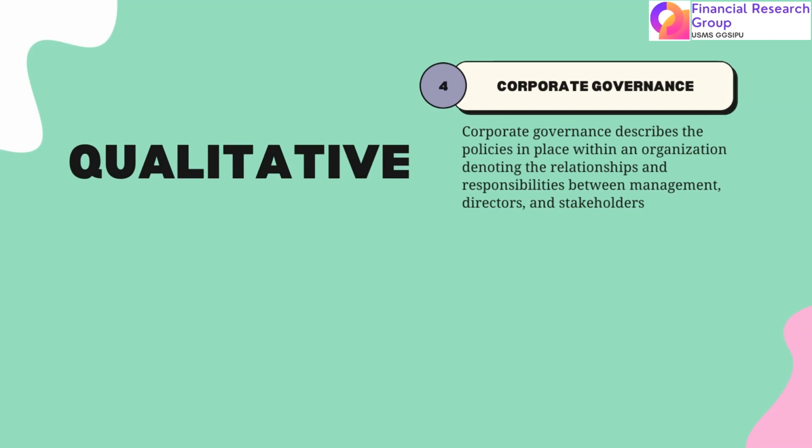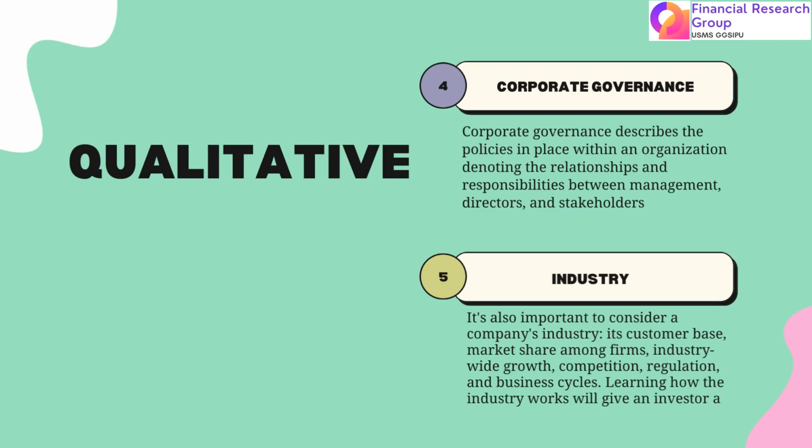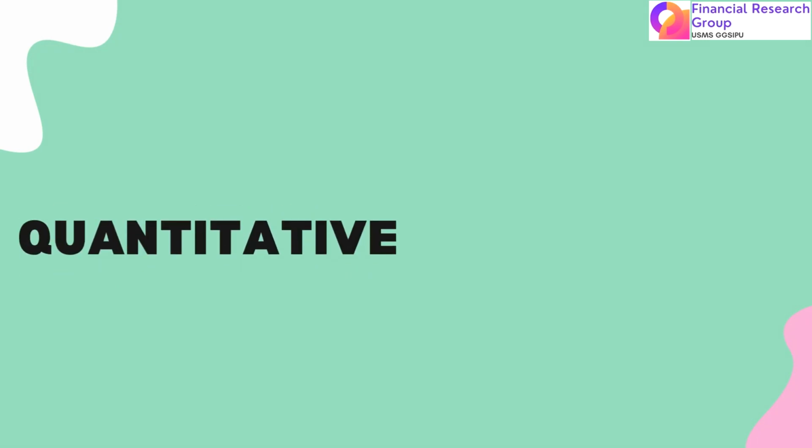Fourth, corporate governance. It describes the policies in place within an organization, denoting the relationships and responsibilities between management, directors, and stakeholders. Fifth, industry. It's also important to consider a company's industry, its customer base, market share among firms, industry-wide growth, competition, regulation, and business cycles. Learning how the industry works will give an investor a deeper understanding of a company's financial health. Moving towards quantitative fundamental analysis.